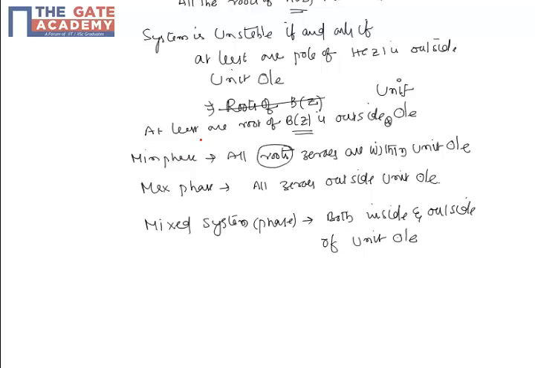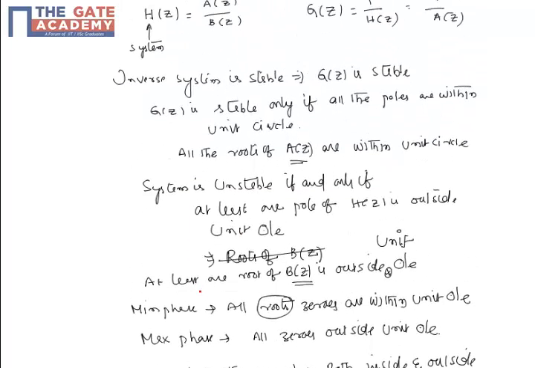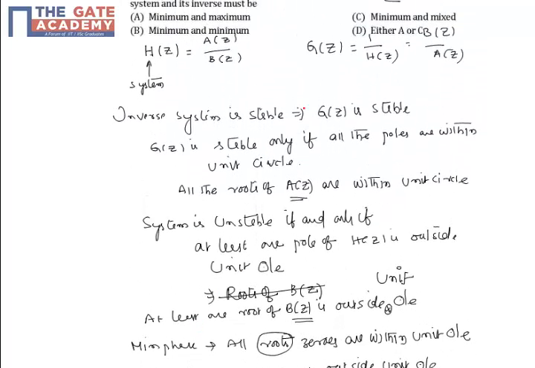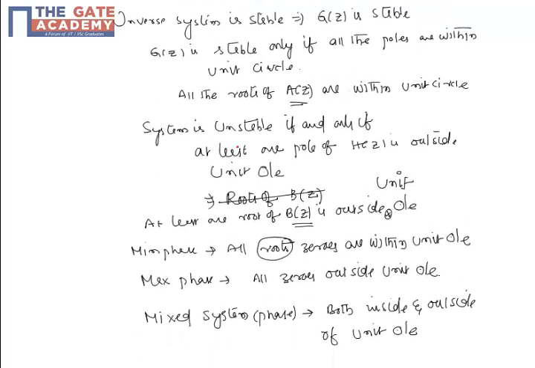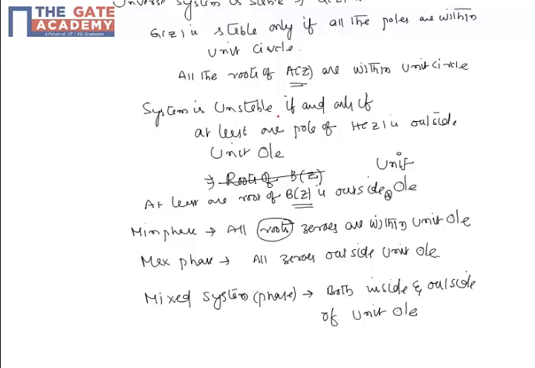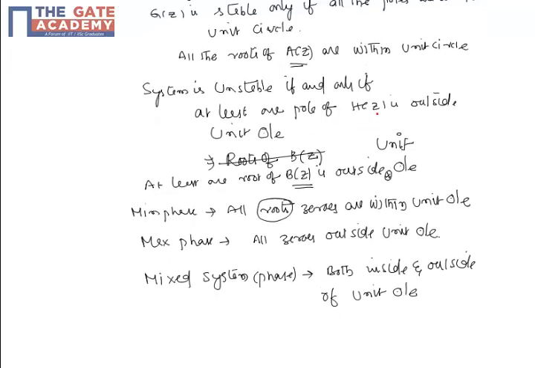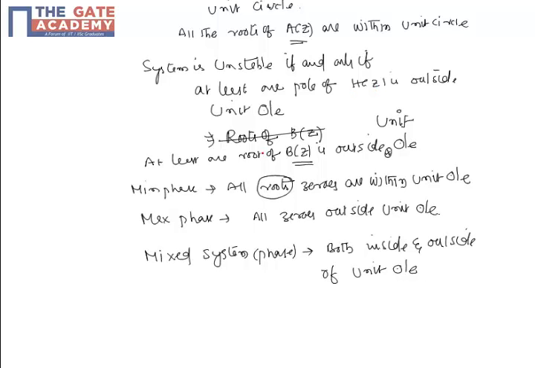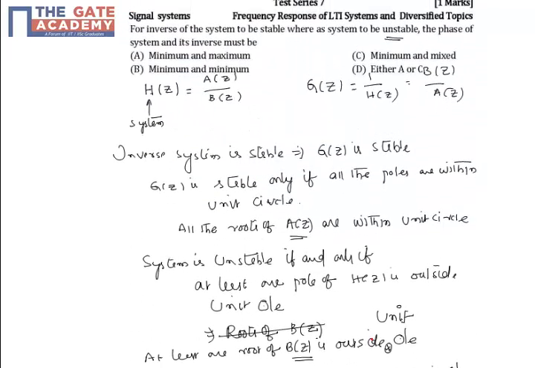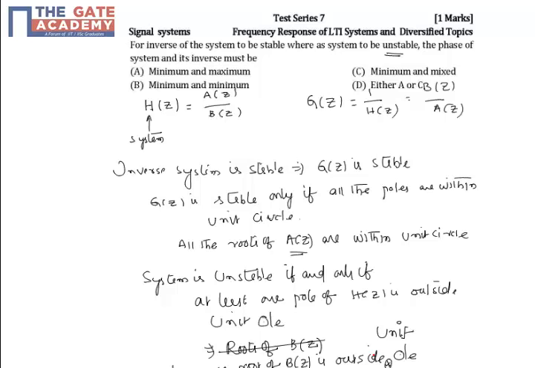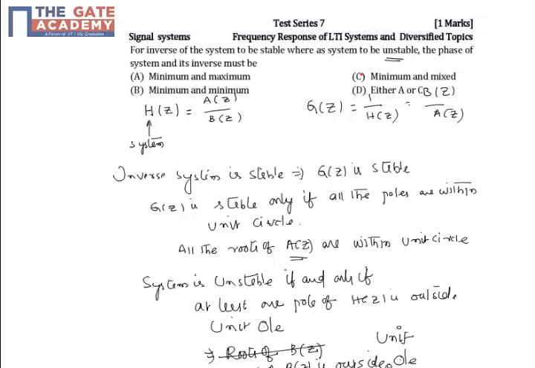What about the inverse system? For the inverse system, the zeros are the roots of B(z). We have seen that the system is unstable, so at least one root of B(z) is outside the circle. That means not all the roots are inside the unit circle; some of them are outside, some of them are inside. So the inverse of the system is mixed phase. The system is minimum phase and the inverse is mixed phase, so option C is the correct answer.